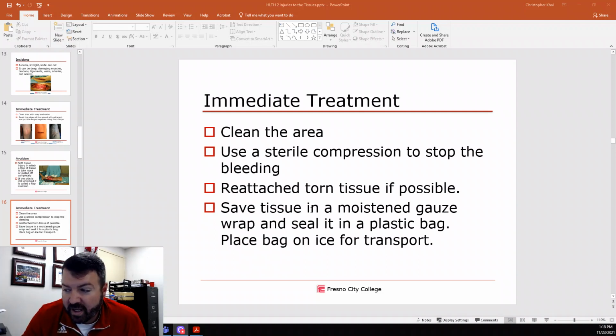If it's completely off and it looks pretty clean, you can put it back on there. If not, keep it, moisten it with gauze, put it in a plastic bag, and have it transported to the hospital, and they can probably reattach it then, depending on the size and so forth.